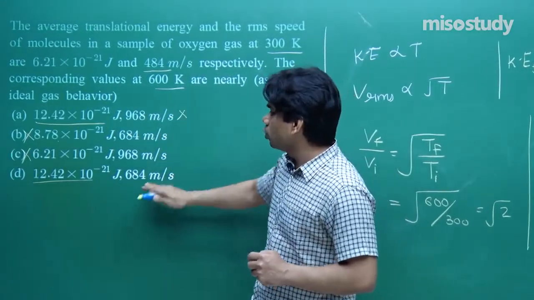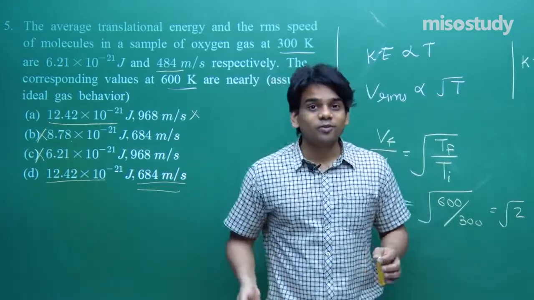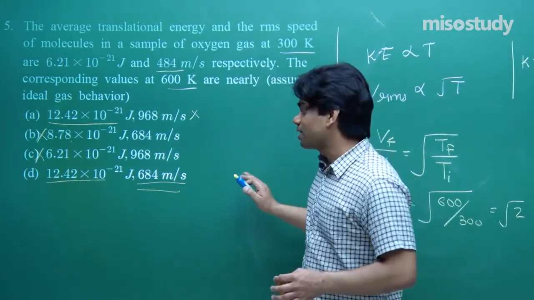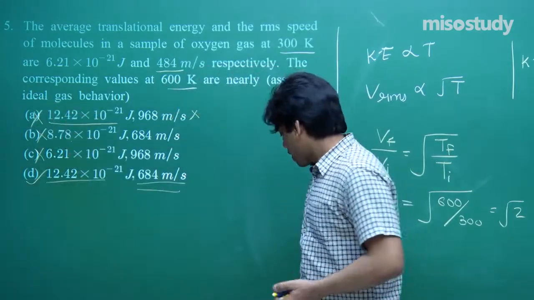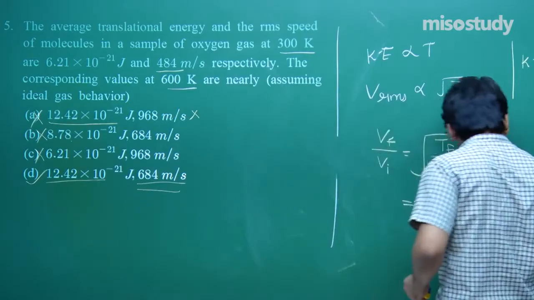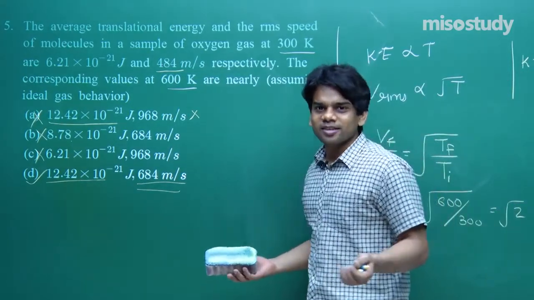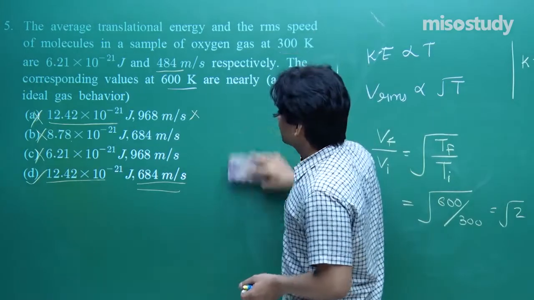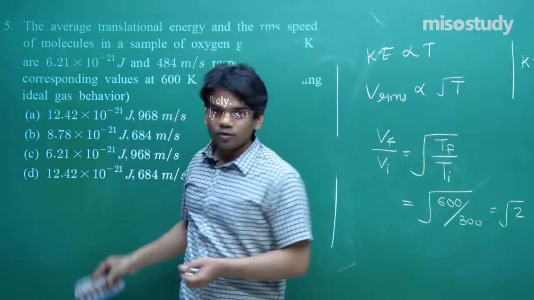This cannot be an answer. The only option left will be this. This is the most probable option. Although you may not get exactly 684 meter per second, this is the more appropriate answer. So you have to check option D and cancel option A. I hope that you have obtained the result for this question. The only thing you should know is the relation between temperature and kinetic energy, and temperature and root mean square speed. So you will be getting the required result for this.